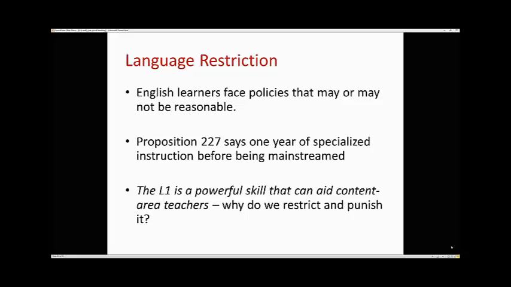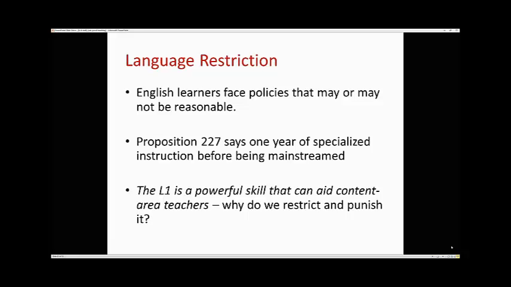The first language is a powerful skill, if we want to call the first language a skill. That is a powerful skill that can aid content area teachers. If the child is quite proficient in the first language and understands metaphor and understands how to graph an equation and everything else, that can do nothing but benefit the content area teachers. So why we don't try to do more things with the L1 is a bit baffling to me. I'm not sure why we restrict and punish it.